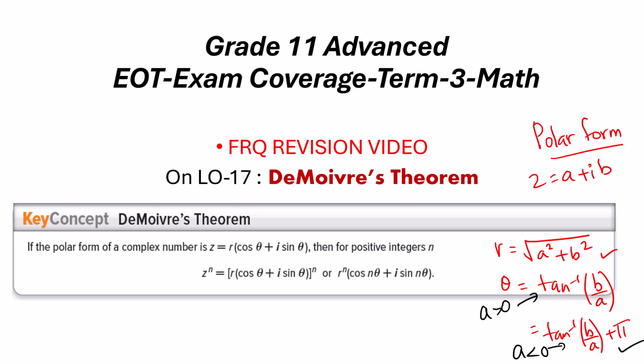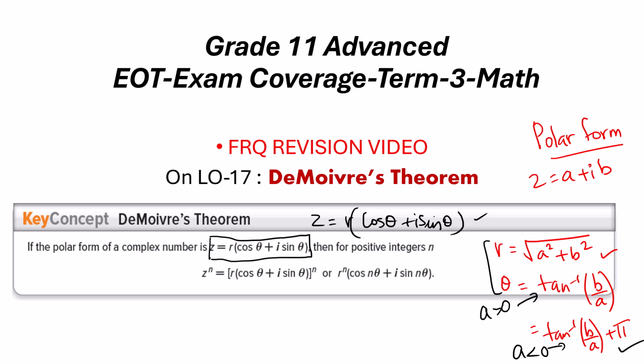So you do this conversion, you get your r and theta, and then you write the polar form of the complex number as z equal to r cos theta plus i sine theta. This is the complex number.